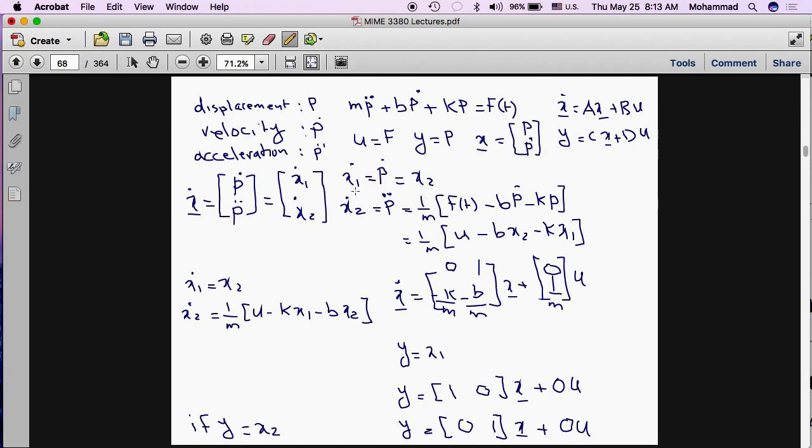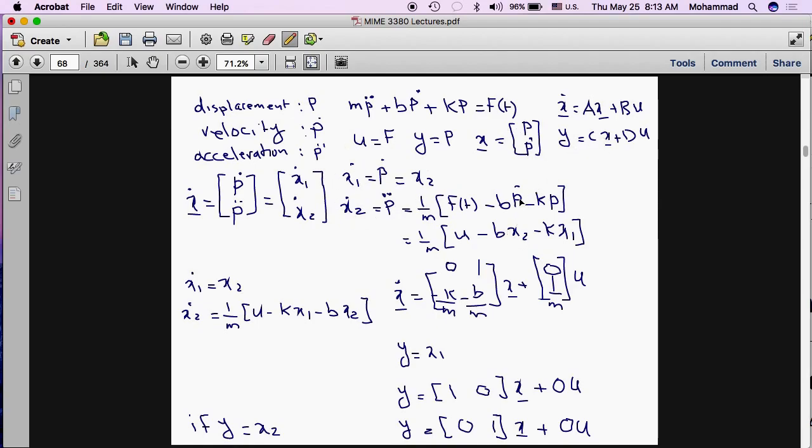So we said, okay, we know x1 dot is equal to x2, where this is x2. And we know x2 dot can be found by going to the differential equation at the top. So x2 dot, which is p double dot, is equal to 1 over m times (f minus b p dot minus k p). And remember, our objective is to write these two in terms of x.